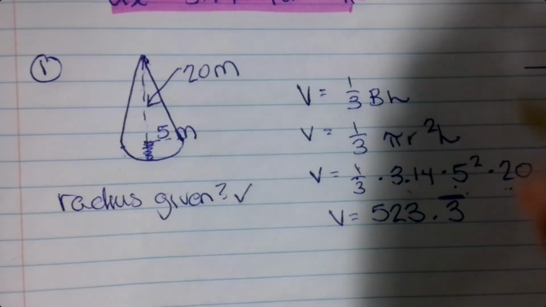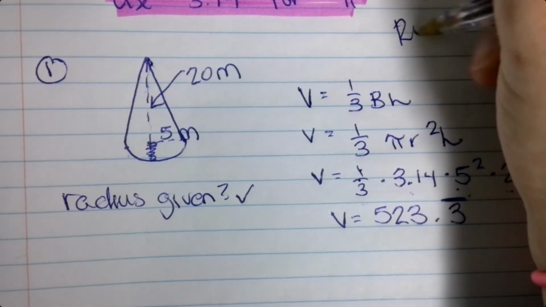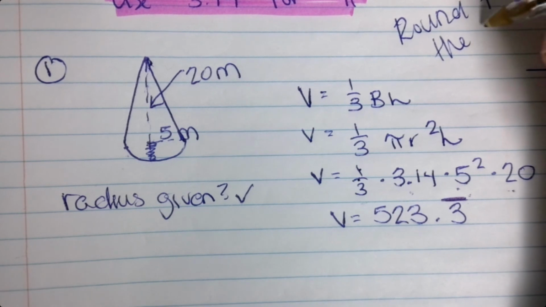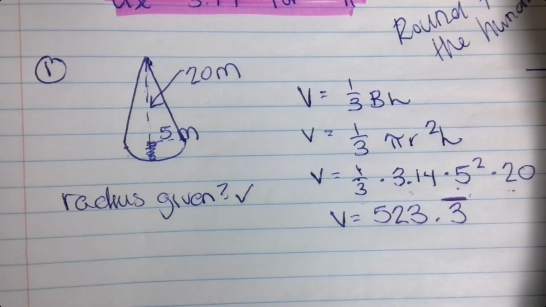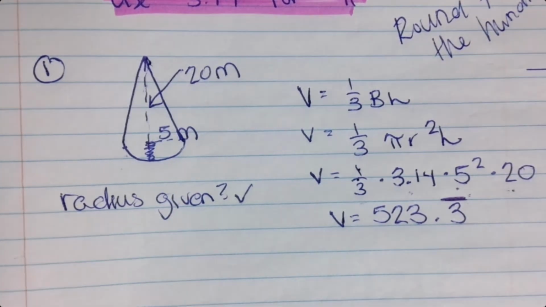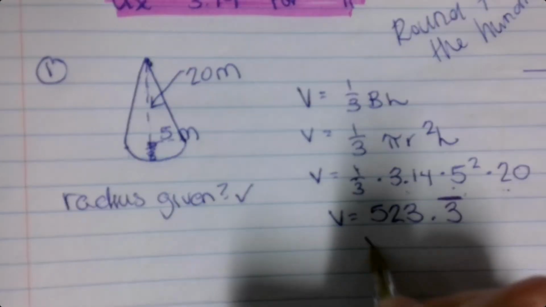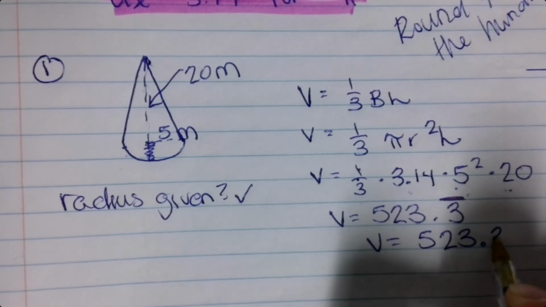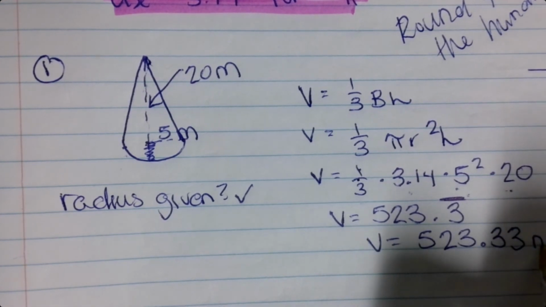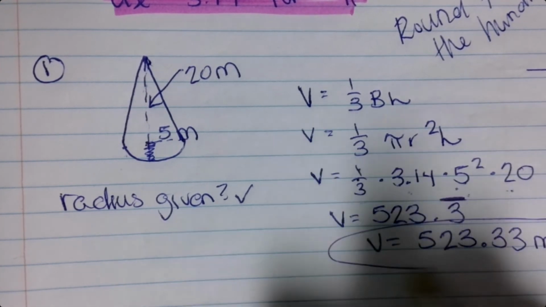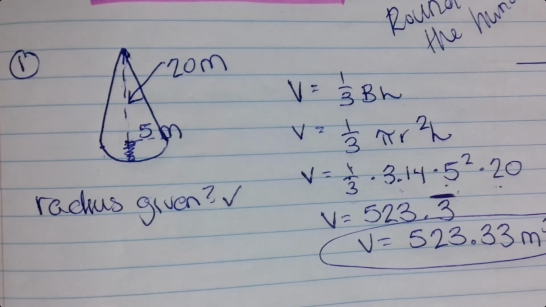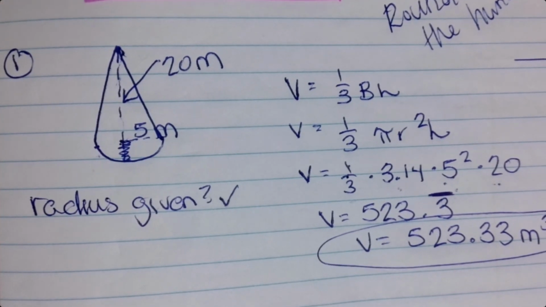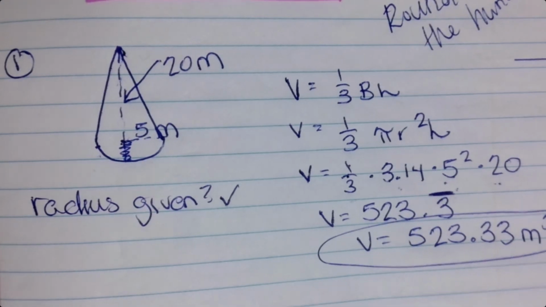If you were to be asked to round to the 100th, which I'm going to add in now, then your answer would be 523.33. Okay, remember, hundredths is always the second number after the decimal. Second number after the decimal.